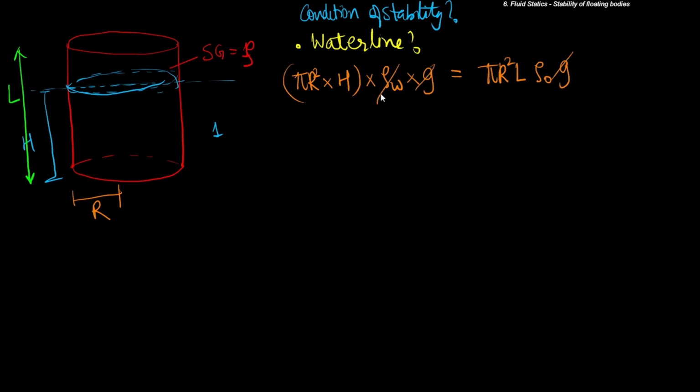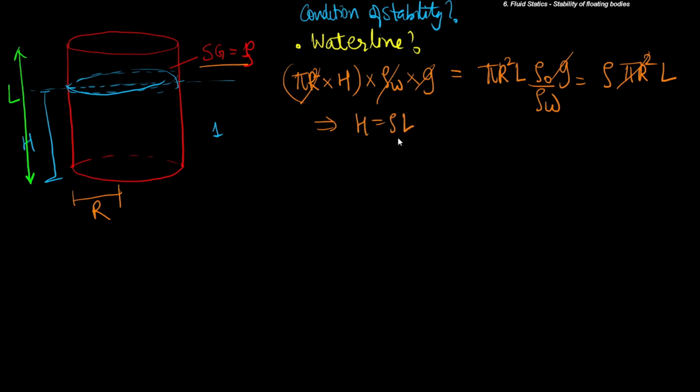So now rho w can go over here, and this is equal to the specific gravity, which is given as rho. So this is rho pi r square L. Now pi r square cancels from both sides. This implies that h is equal to rho times L.